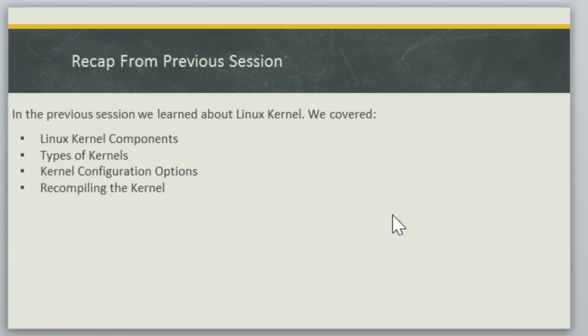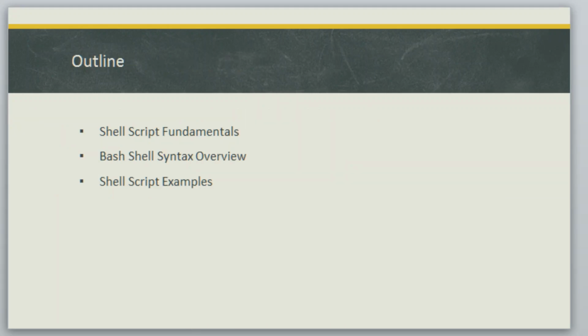So in our last session we went over the kernel at a very high level. We went over Linux kernel components, types of kernels, kernel configuration options, and recompiling the kernel. Today, we're going to go over some shell script fundamentals, bash shell syntax overview, and we're going to finish it with some shell script examples. We're going to go through those pretty slowly so you guys can understand a little bit of what's going on.